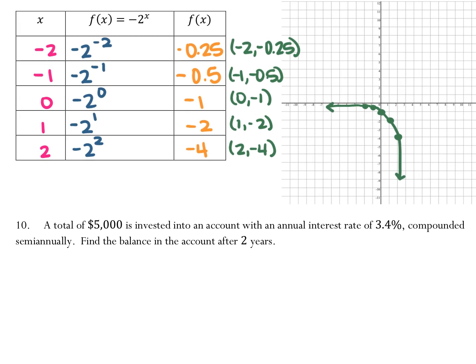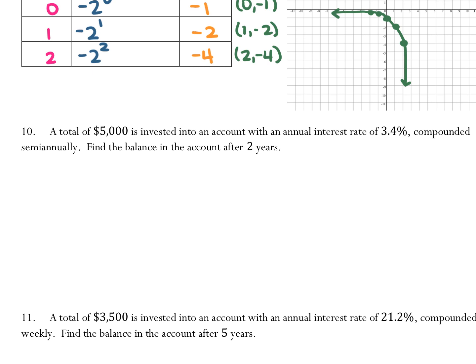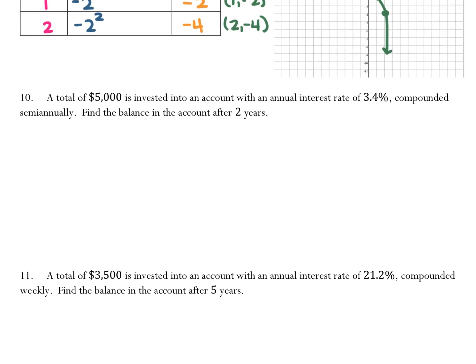Your next part goes over these interest questions. So you are going to be using your different formulas for these. You have to pay attention to how it's compounded. So if it's compounded continuously, you're going to use that A is equal to P times e to the power of r times t. If it's compounded annually, semi-annually, monthly, weekly, daily, any of those, it's going to be A is equal to P times 1 plus r over n to the power of n times t.